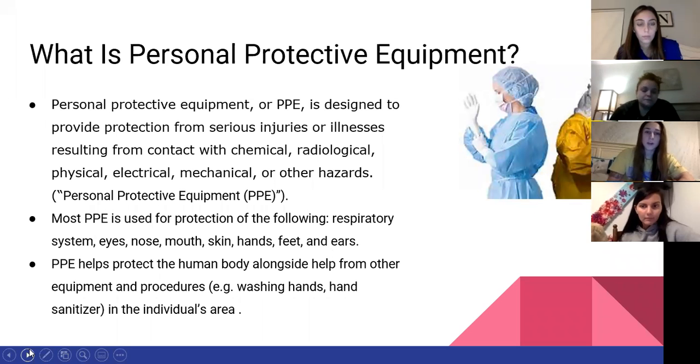Okay, for starters, what is PPE? It is designed to provide protection from serious injuries or illnesses resulting from contact with chemical, physical, or mechanical hazards. Most PPE is used for protection of the following: respiratory system, eyes, nose, mouth, skin, hands, feet, and ears. PPE helps protect the human body alongside other equipment and procedures, for example, washing your hands or hand sanitizer in the individual's work area.